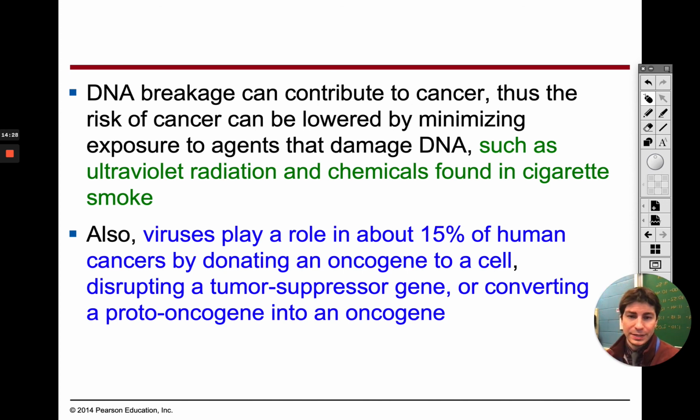Viruses can also, when they inject their DNA, give you an oncogene. And this can disrupt the tumor suppressor genes. And yeah, hopefully it doesn't convert a proto-oncogene into an oncogene, but this does occur from time to time.